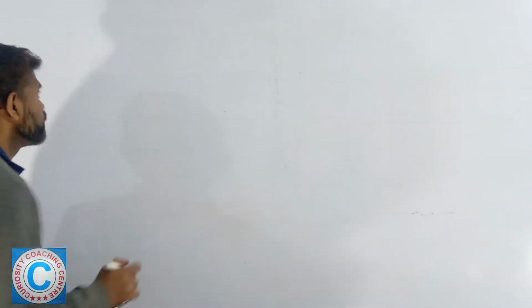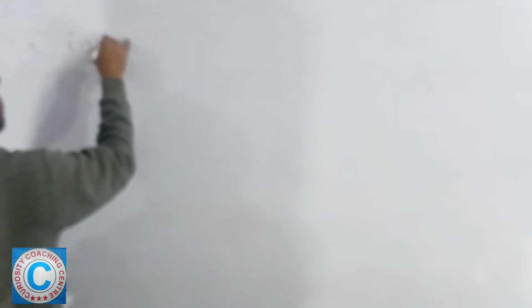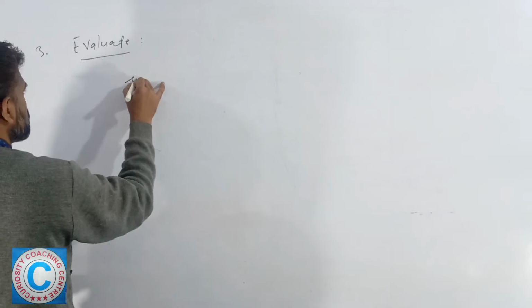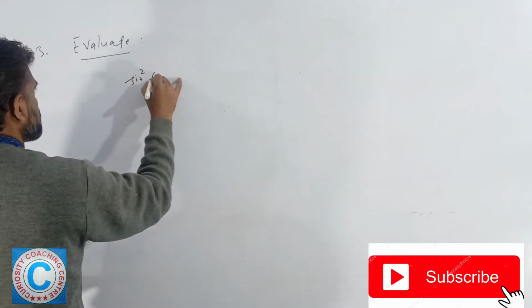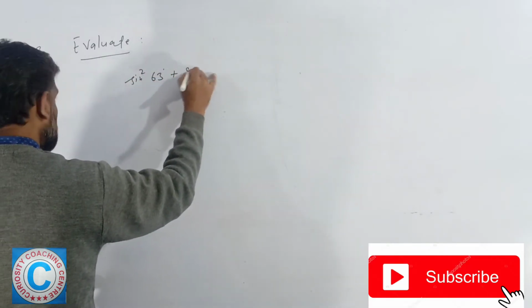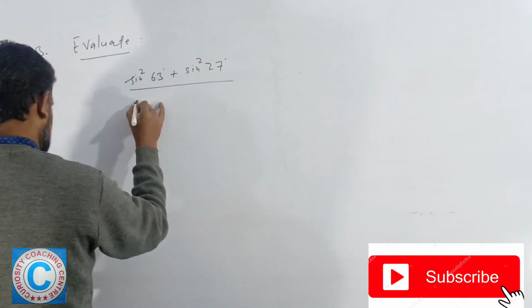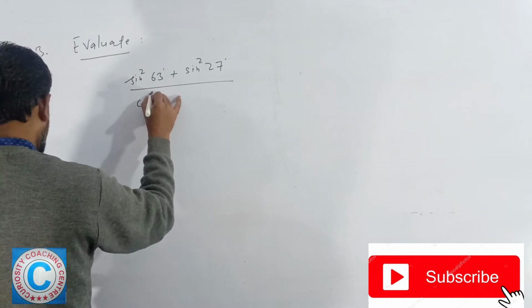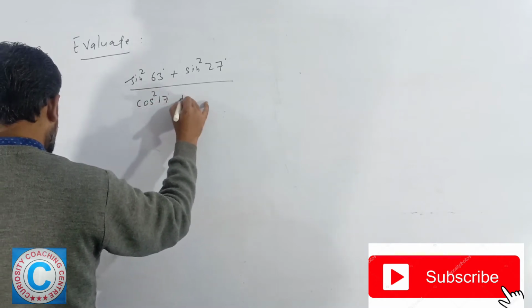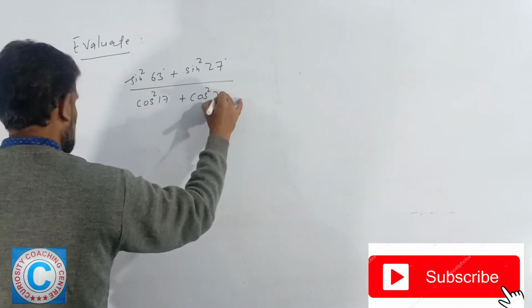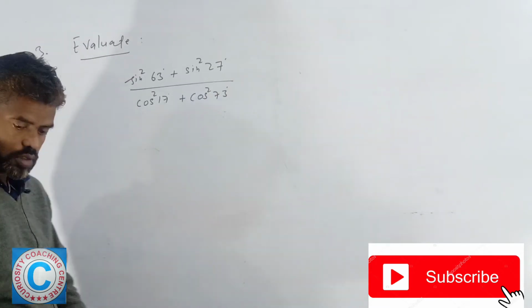Question number 3. Evaluate sin square 63 degree plus sin square 27 degree over cos square 17 degree plus cos square 73 degree.